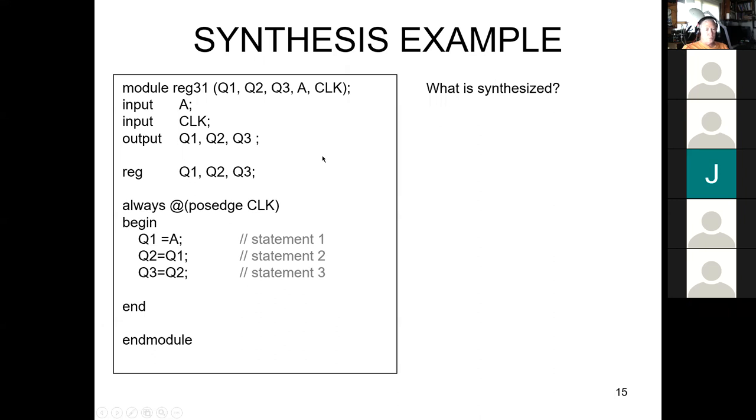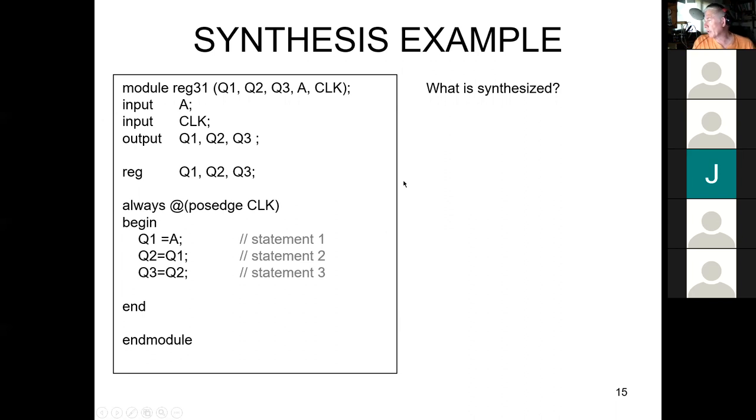Blocking. We're using blocking. So now we have a little bit of a conundrum because the edge signal would suggest that we intend this to be sequential logic. The blocking signals suggest that maybe we really intended it to be combinational. And notice what's going to happen here. Because these are going to wait on each other, it's going to execute on the positive edge of the clock. A is going to be assigned to Q1. The new value of Q1 will be assigned to Q2. The new value of Q2 will be assigned to Q3. So when it's all said and done, everything's going to have the value of A.